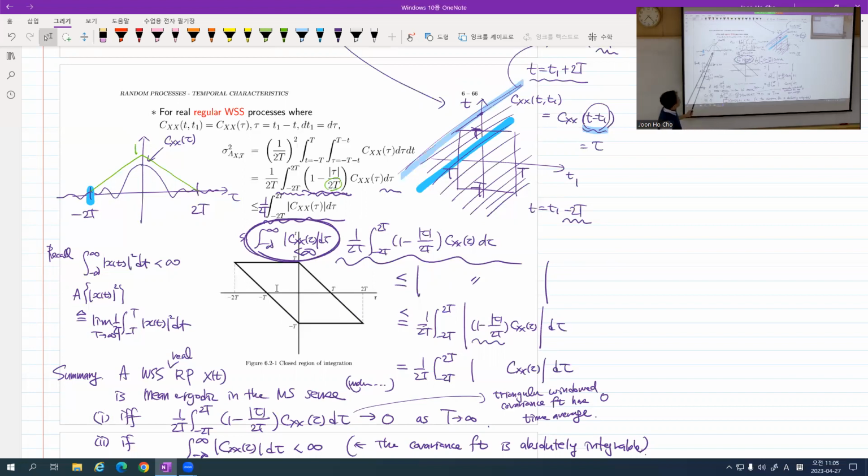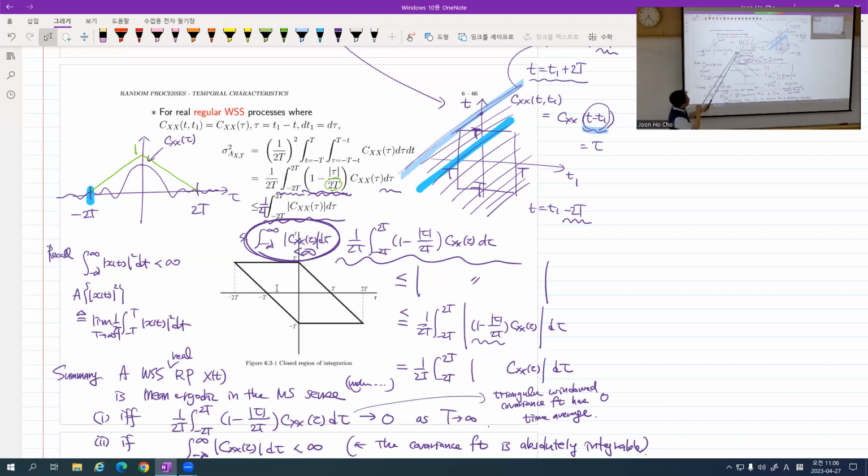And as I've drawn here, the meaning of this is you have first the function of tau, the delay, which is the covariance function as drawn here. And you window this covariance function with a triangular function with width 4T, because the x-intercept is plus minus 2T. And you integrate over this interval. So you properly suppress the tail of the covariance function and you integrate.